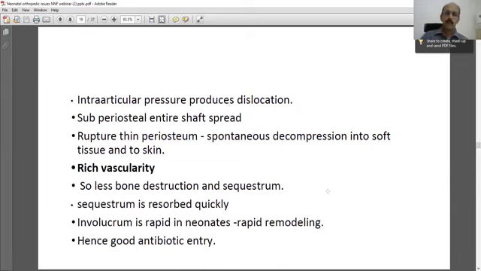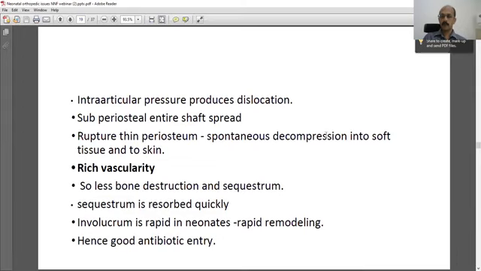So pathogenesis further, what all it can do: an intra-articular pressure here leads to dislocation of some joints like the shoulder joint or hip joint, and the infection can spread across the shaft under the periosteum like a telescope around the bone, and the thin periosteum can rupture easily, allowing for decompression there but entering into the soft tissues of the skin. This is important because instead of going into the bone, it decompresses into soft tissue.